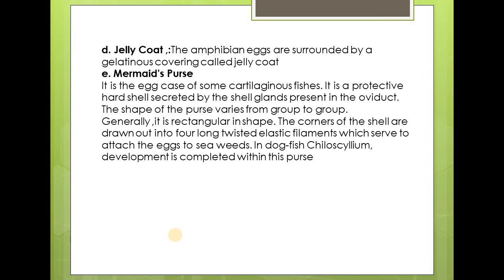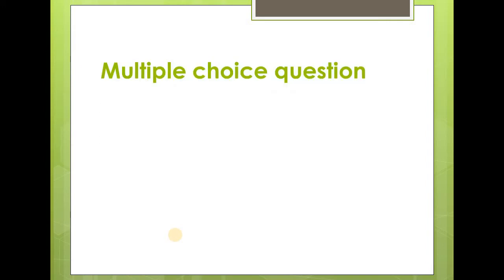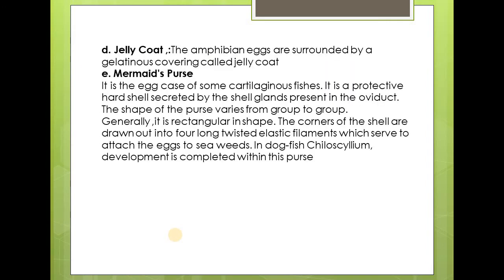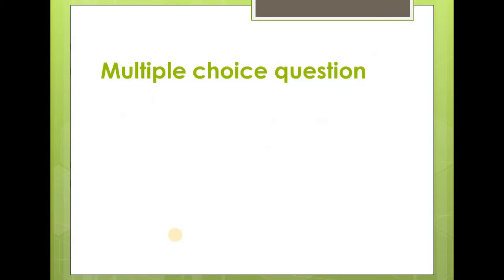And also you can differentiate two types of eggs. One is called a cleidoic egg, another one is called a non-cleidoic egg. That means if the egg is covered by the calcareous shell, then they are called a cleidoic egg, and if it is not covered with the calcareous shell, which is made up of calcium carbonate, then they are called a non-cleidoic egg. This is the major difference between cleidoic and non-cleidoic.